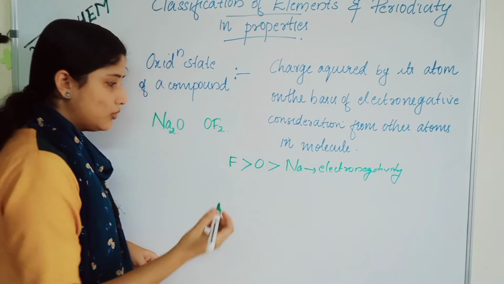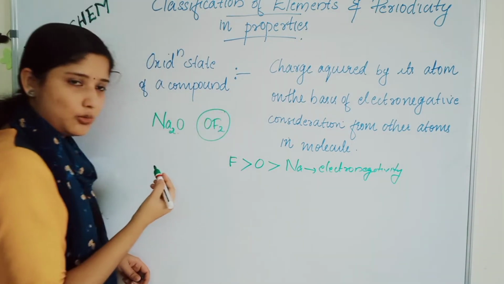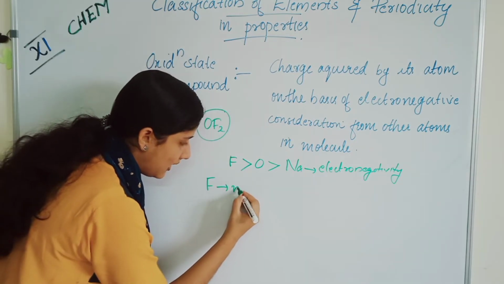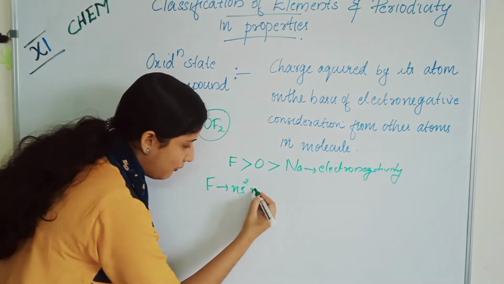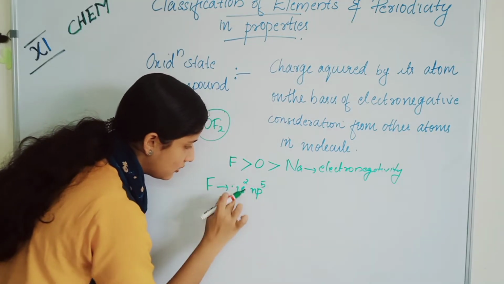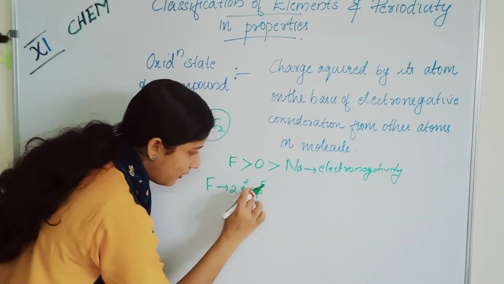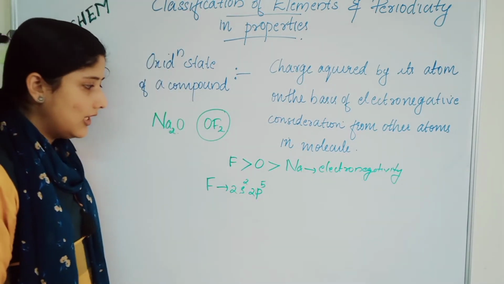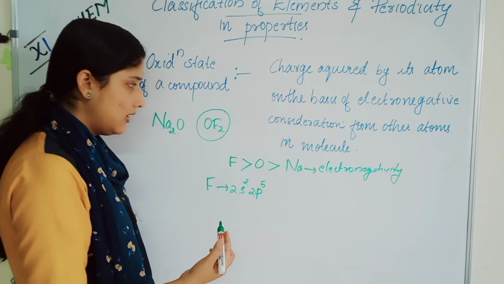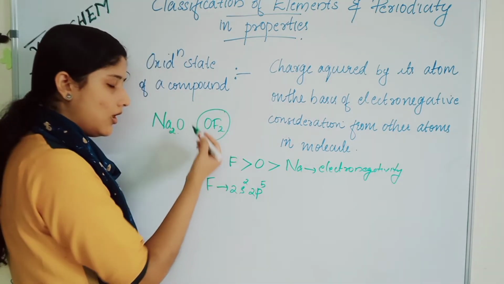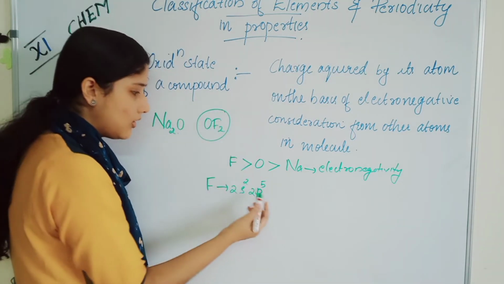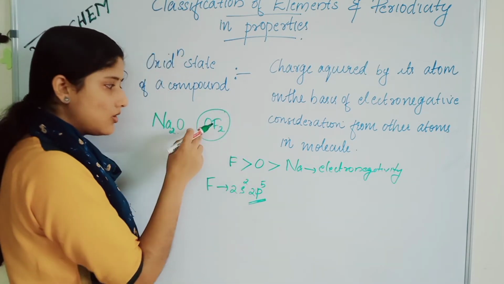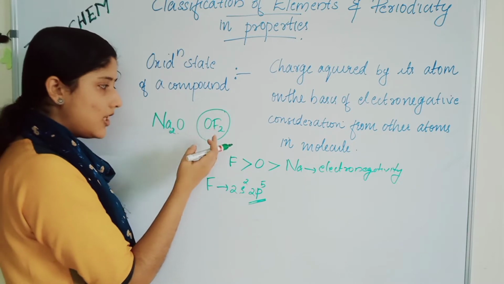Here, look, in the case of OF2, fluorine has the configuration 2s2 2p5. It needs one more electron to complete the octet. So it will share one electron from the oxygen. There are two fluorine.